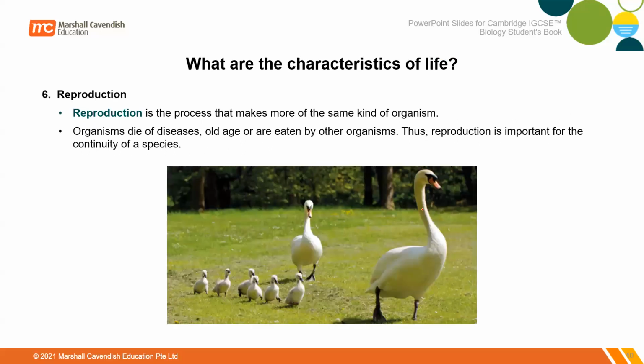The sixth characteristic is reproduction. And if I asked any one of you simply, he will say, reproduction is the process by which we are making the same kind of organisms. So reproduction is extremely important to keep a species in the system or in the ecosystem generally.